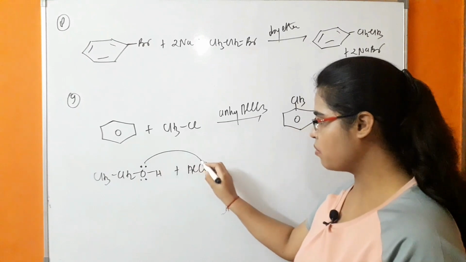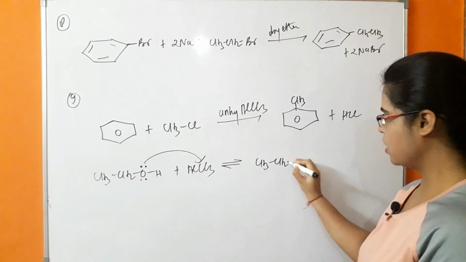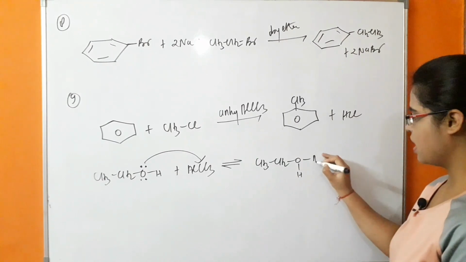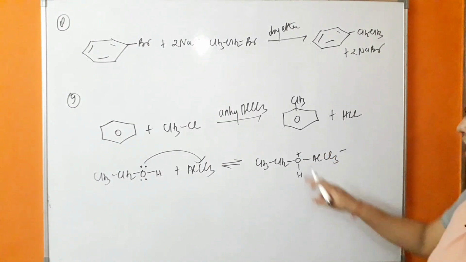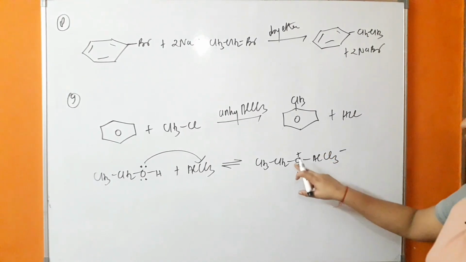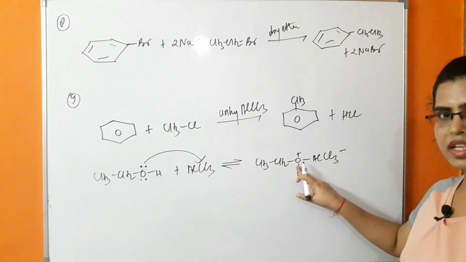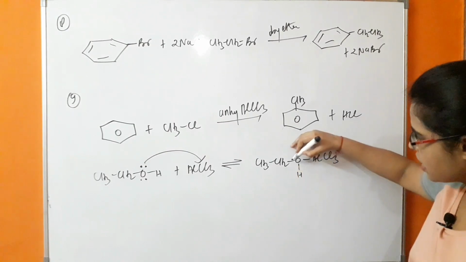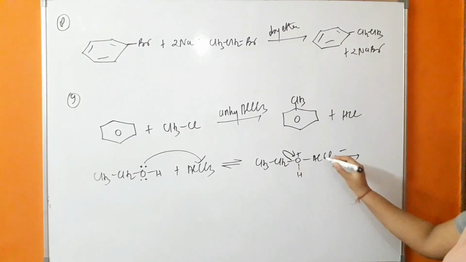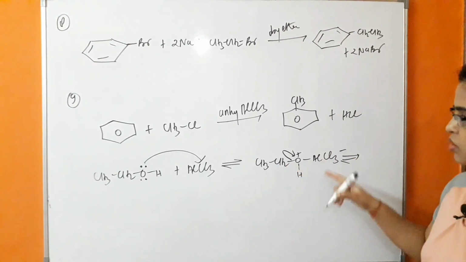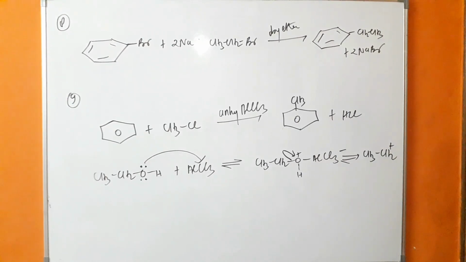This lone pair will be shifted towards it, so there will be formation of CH3CH2OH-AlCl3 minus. Positive charge will come on this oxygen and one lone pair is left. We know that positive charge on oxygen is unstable because oxygen is the second most electronegative element. So it will take the shared pair of electrons towards itself. This reaction is reversible, so there is formation of CH3CH2 plus, that is a primary carbocation.